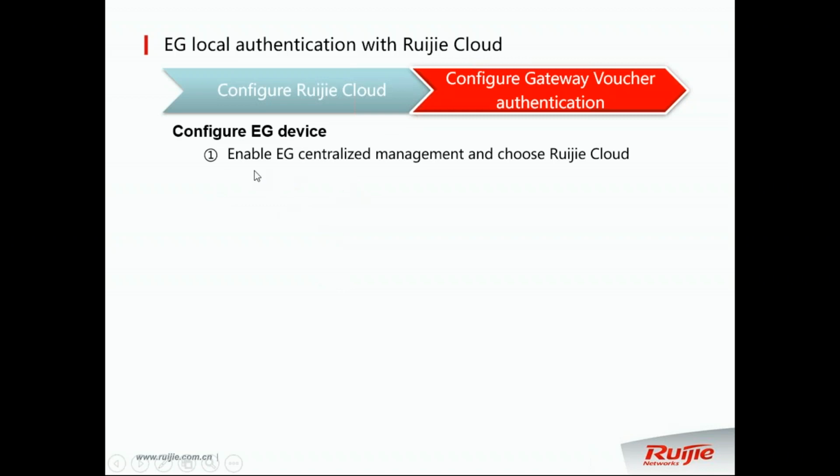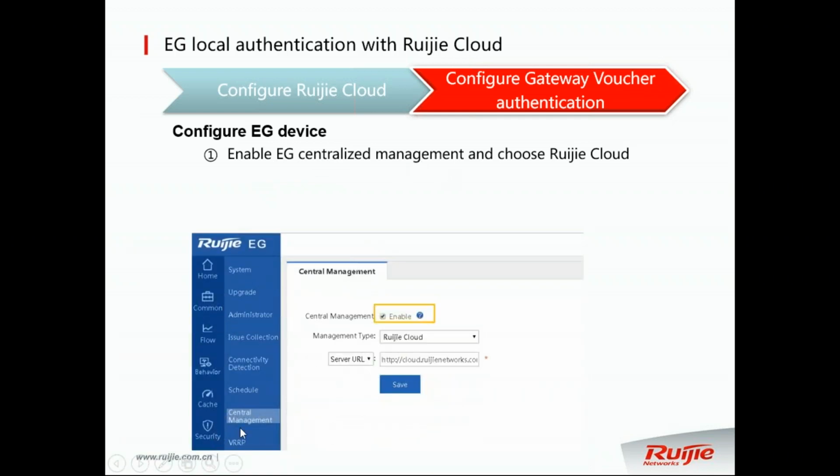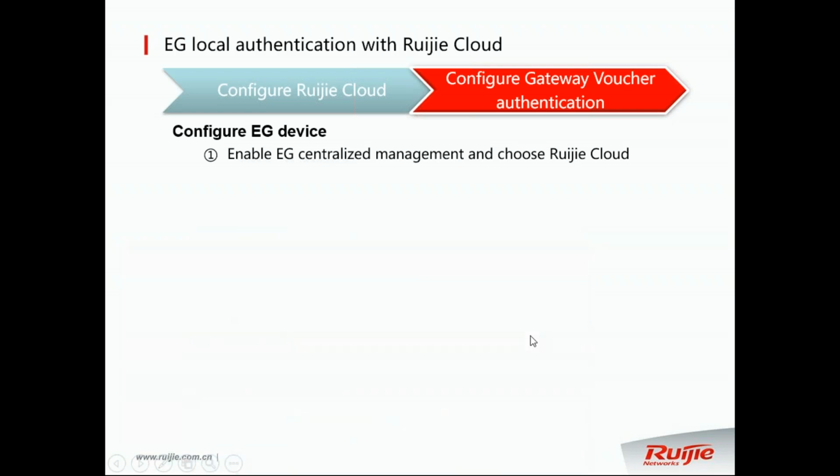Then for the EG part, what do we need to do? EG must synchronize from the cloud, so we must enable EG centralized management. Here, centralized management, you enable it. Before you enable it, it's the local management. So now you enable the central management, and you see here it also has a cloud website address. Then you choose the Ruijie cloud. It will try to connect to the cloud, because before it we already made it online in the group. Now you click the central management, then the cloud can synchronize the data.